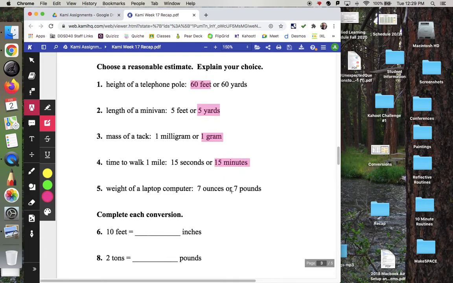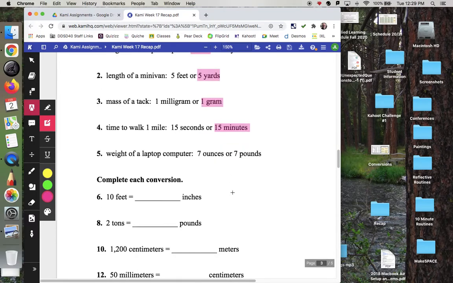And this is an interesting question because it's a little dated. It's probably 10 years old, when the answer used to be 7 pounds, but now I think it's closer to 7 ounces. It's kind of interesting.